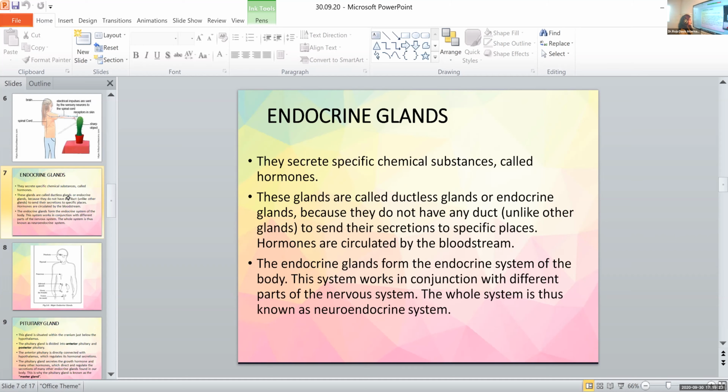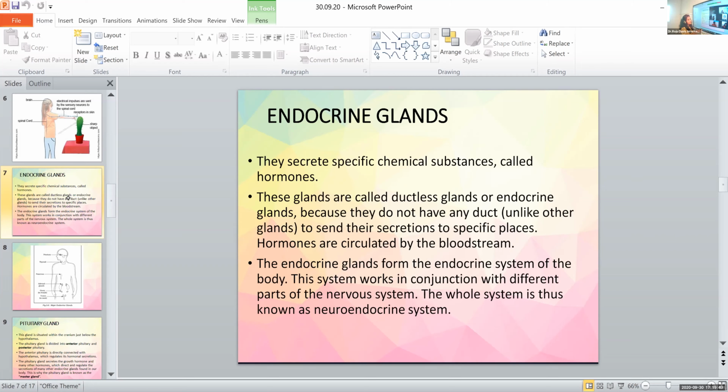This system works in conjunction with different parts of the nervous system. The whole system is thus known as the neuroendocrine system. So we have a number of glands that form the group of endocrine glands. Together, this system of endocrine glands is called the endocrine system, obviously.